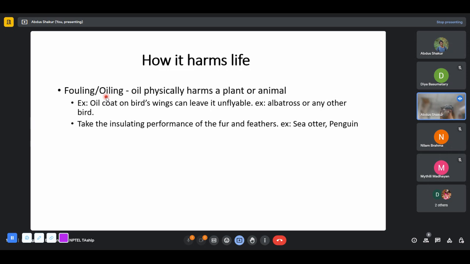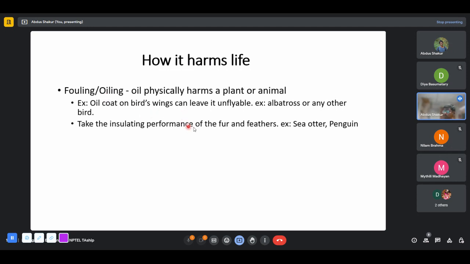So how does it affect? For instance, if a bird is covered entirely in oil, it may not be able to fly because the oil sticks all of the components together. The feathers have to be spread out properly so that it can fly, and the oil also increases the weight. So that's how it affects.